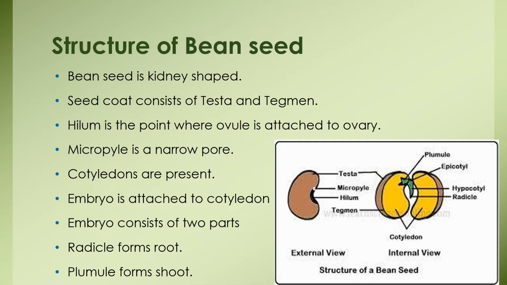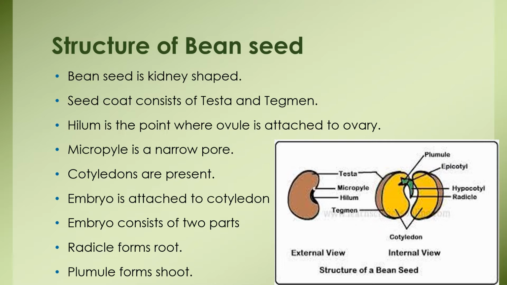Hilum is a whitish scar on the concave side of the seed. It is the point where the ovule is attached to the ovary through the placenta. Now close to the hilum is a minute pore called micropyle. Micropyle is a minute opening in the integument of an ovule.